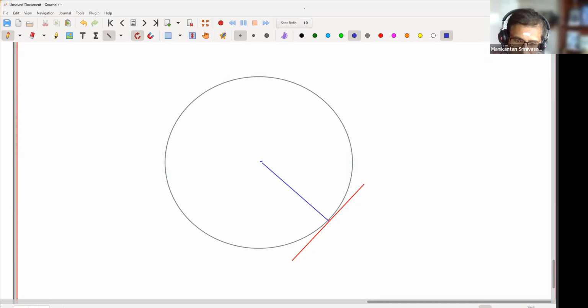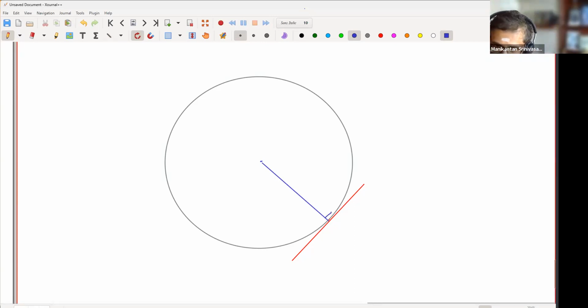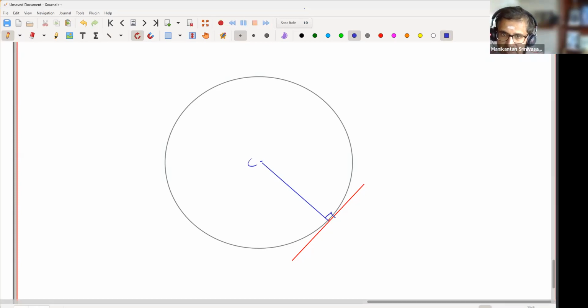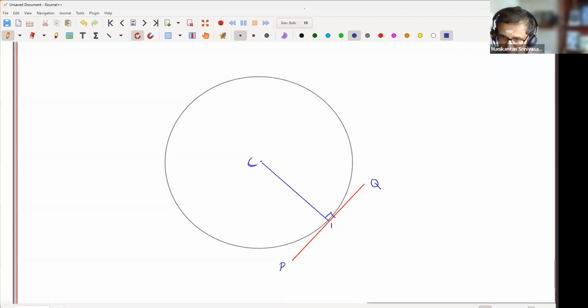then this angle will be 90 degrees. You guys would have studied this, right? Yes, sir. That's exactly what my question was about. So why would it be 90 degrees? Because that's the closest point on PQ. That's the closest point, right? Let's say this is M.